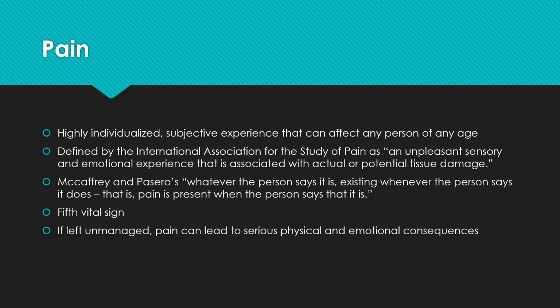The American Pain Society has labeled pain as really that fifth vital sign because it really needs to be assessed when all of the other vital signs are taken. If we leave pain unmanaged, it could definitely lead to serious physical and emotional consequences. So making sure we ask every time we're in there for vital signs to rate their pain level. And we'll talk about the different scales as we move through this slideshow.